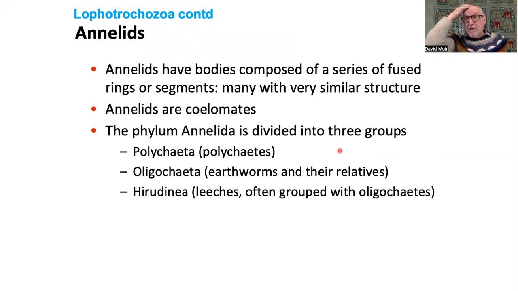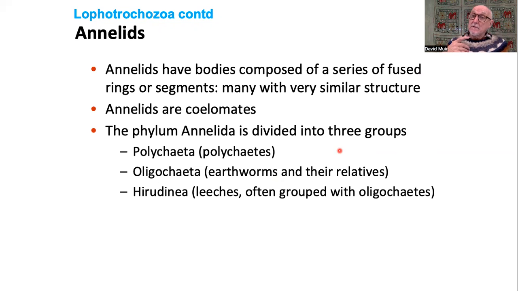Both the mollusks and the annelids are coelomate, unlike the flatworms. Both annelids and mollusks are coelomate. However, in the mollusks, the coelom has become very much reduced, and instead they have a pseudocoel or a hemocoel. You can call it either. It's either a pseudocoel or a hemocoel.